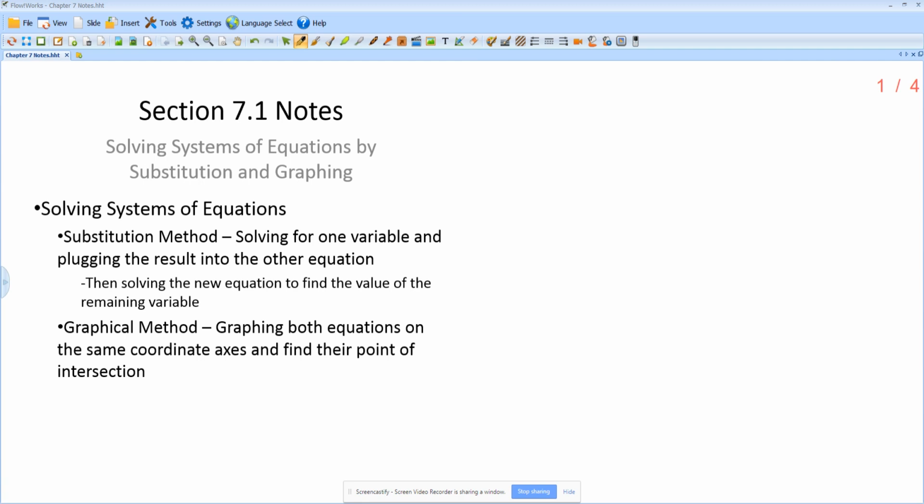In Chapter 7, what we're going to be talking about is systems of equations. Pretty cut and dry. It's stuff that we remember from Honors Algebra 1. We will amp it up a little bit, but not that tough. So today we're going to get into two types, solving by substitution and solving using the graphical method.